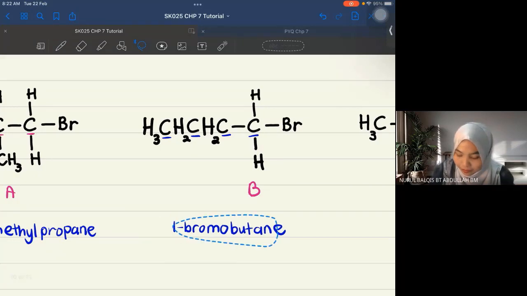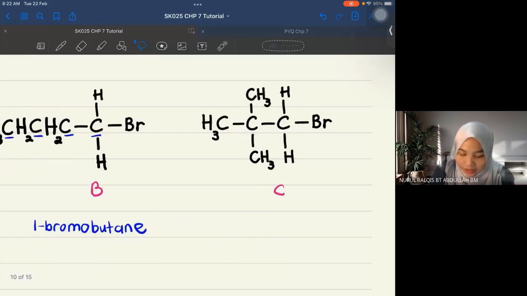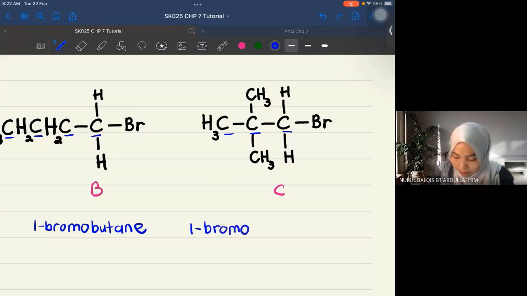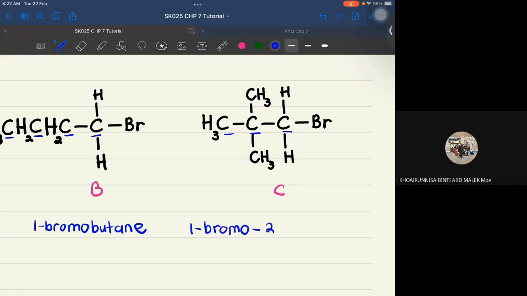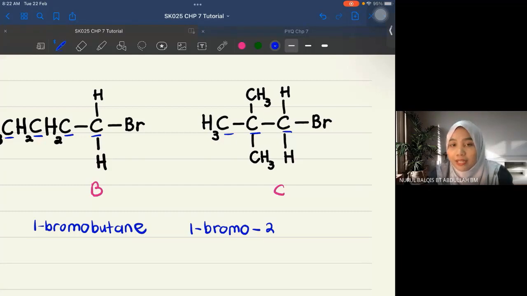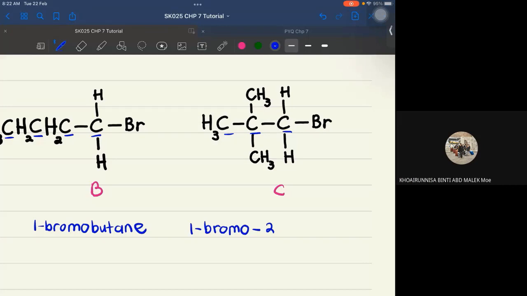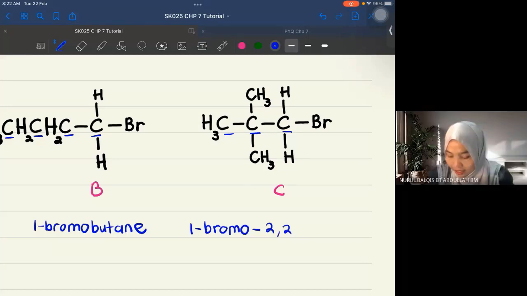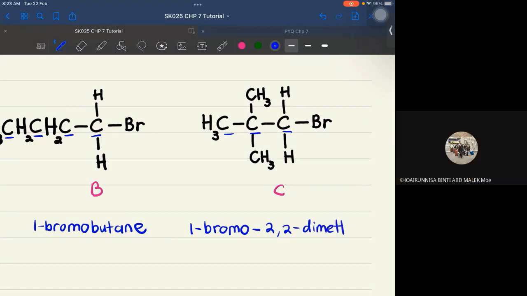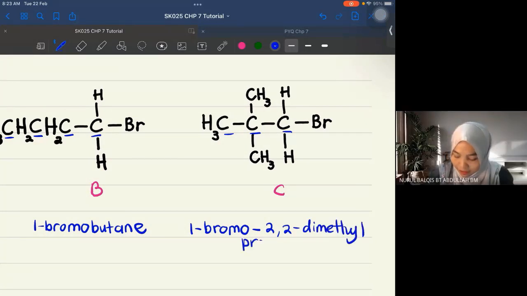Lagi satu. Sekejap. Lagi satu kita ada the longest carbon chain 1, 2, 3. So nama dia 1 bromo, 2 dimethyl. Okay, kalau guna di maksudnya kena ada dua nombor. 1 bromo, 2, 2 dimethyl propane. Yes, propane. Okay, so that's how you name your compound lah.